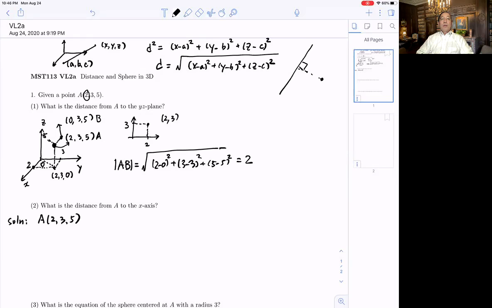And what kind of coordinates do we have on the x-axis? On the x-axis, we have the following points. Because it's on the x-axis, the first one is x, and y is 0, and z is 0. X is an arbitrary point, so any point, let me call this P. So what's the distance between A and P? That's going to be the square root of 2 minus x squared, plus 3 squared, and plus 5 squared, because it's minus 0.